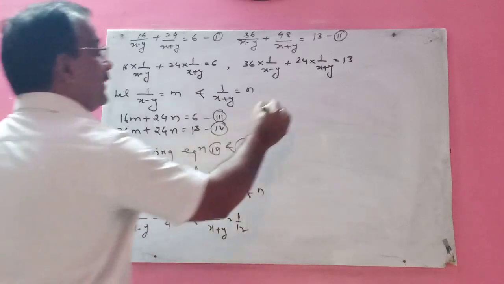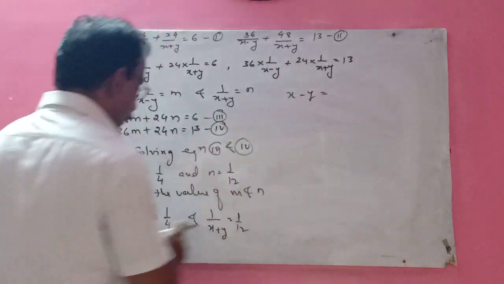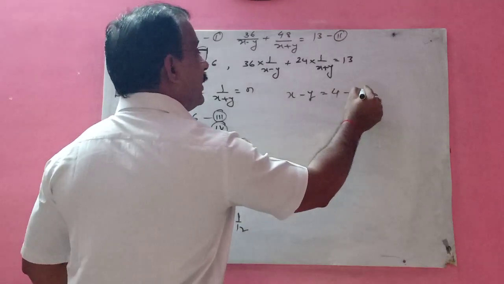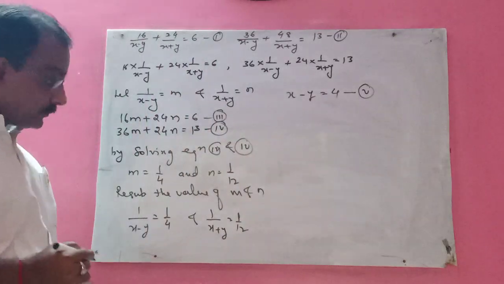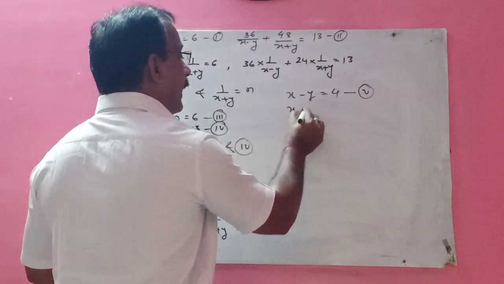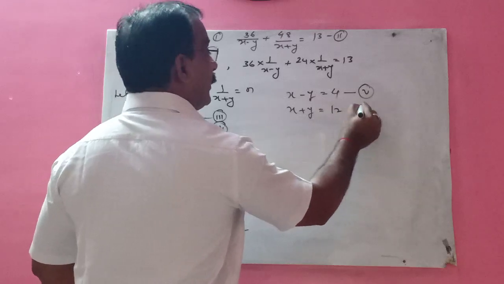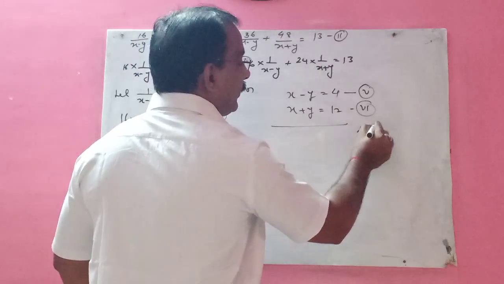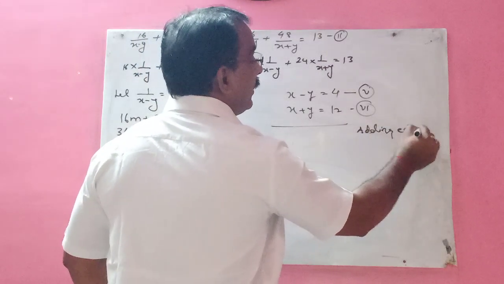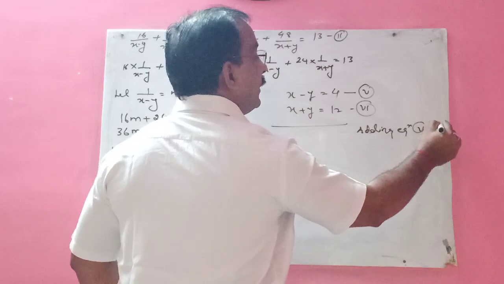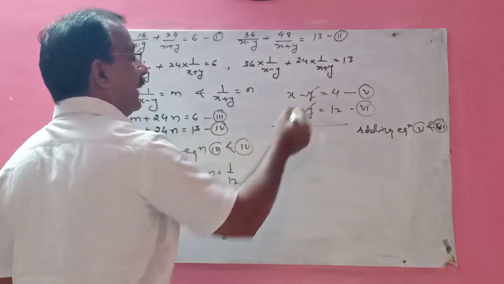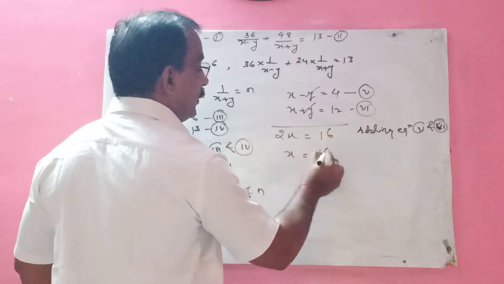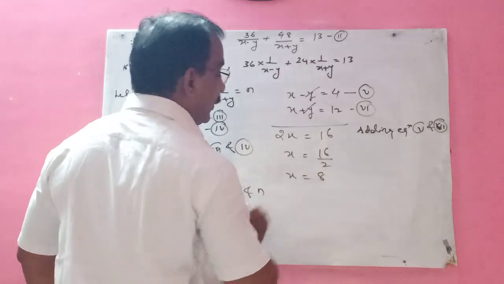On cross multiplication, children, if you cross multiply here, x minus y equal to 4 becomes equation number 5. And this one is x plus y equal to 12, equation number 6. If you add equations 5 and 6, y and minus y get cancelled. 2x is equal to 16, therefore x is equal to 16 upon 2, x is equal to 8.